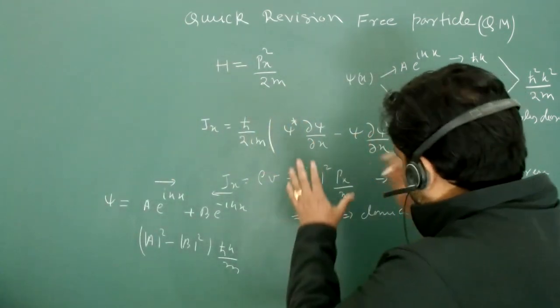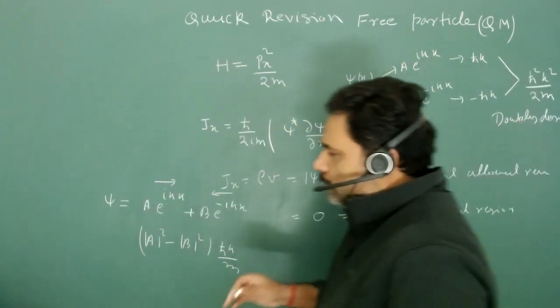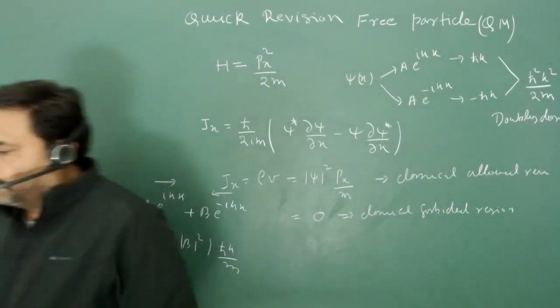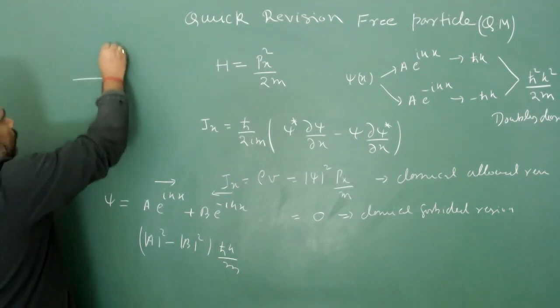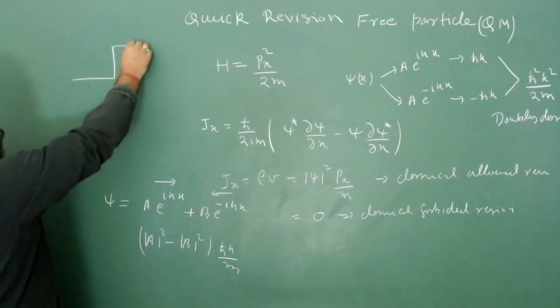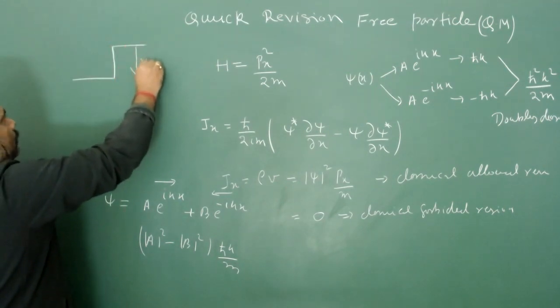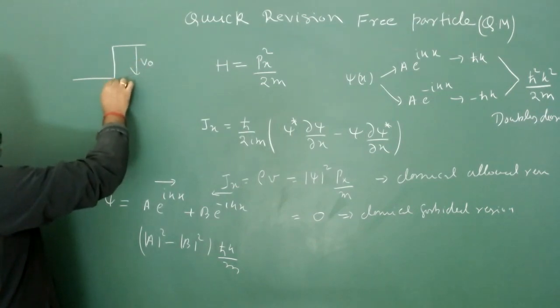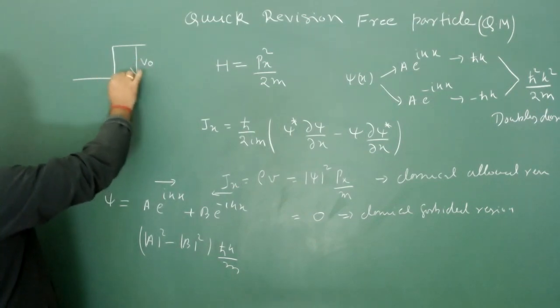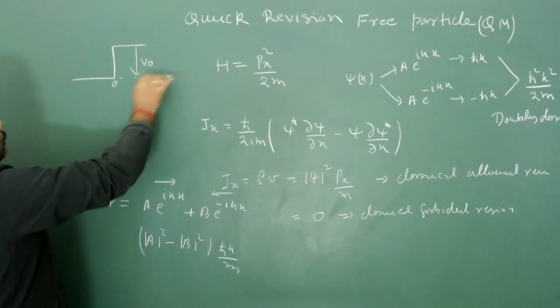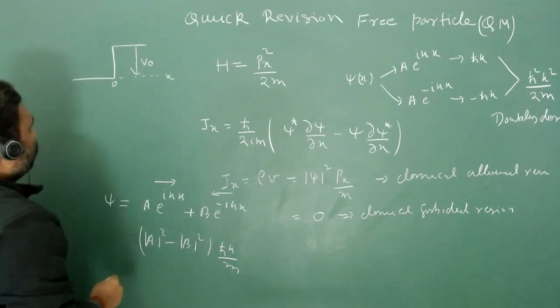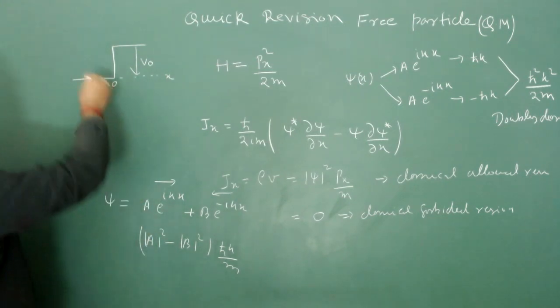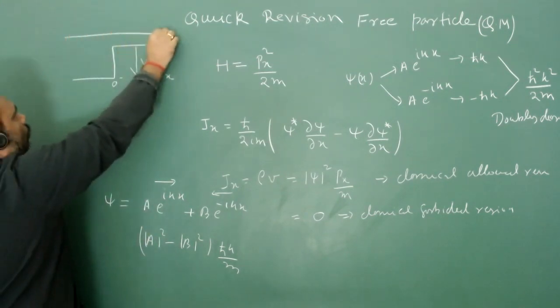And the concept of current density will also go for the step potential. So you have this concept of a step potential. This is V naught, this point is 0, x is positive on this side and negative on the other. So we have two conditions.